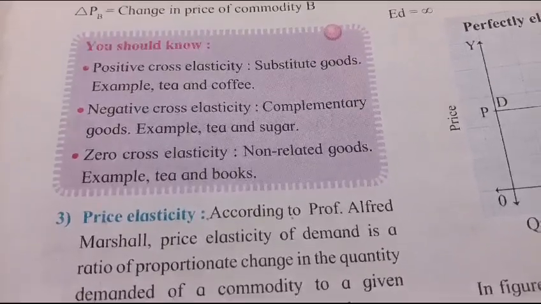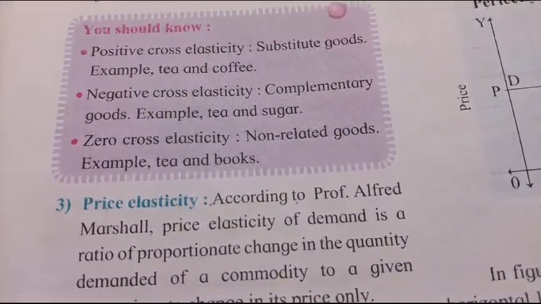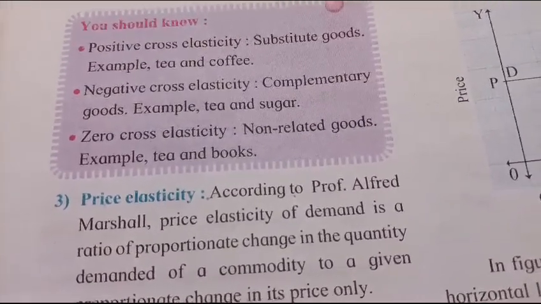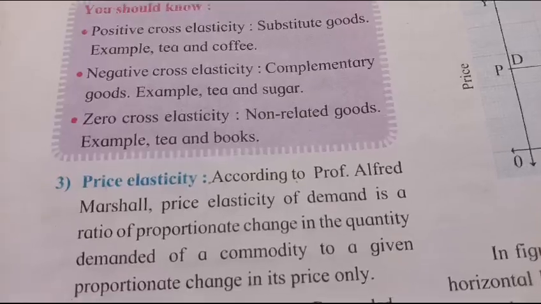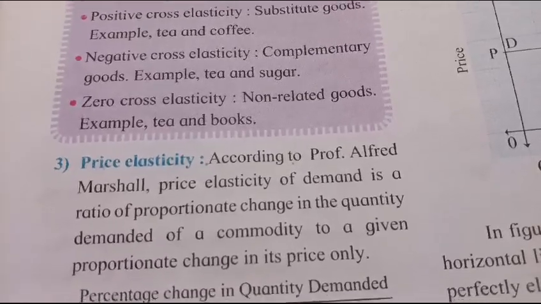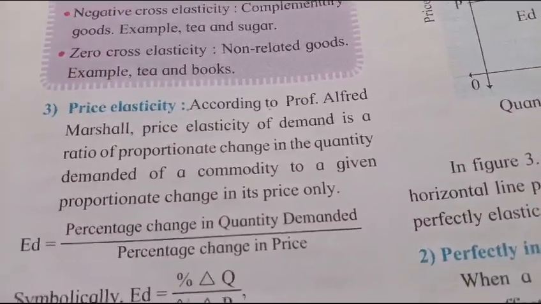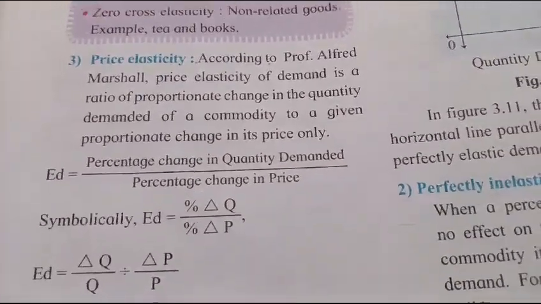You should know. Positive cross elasticity: substitute goods, example tea and coffee. Negative cross elasticity: complementary goods, example tea and sugar. Zero cross elasticity: non-related goods, example tea and books.